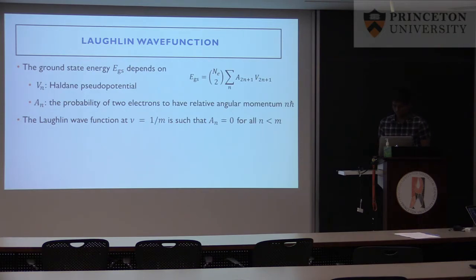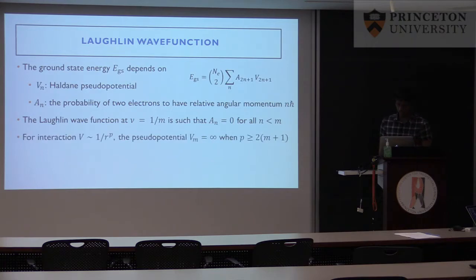So the Laughlin wave function is a special wave function that at a given filling has An equal to 0 for all n less than m, where nu equals 1 over m is the filling. And it's a very good approximation to the exact ground state because typically the Vn are decreasing for any reasonable potential. So V1 is greater than V3 is greater than V5. And if you set the small h to 0, you can minimize the ground state energy.